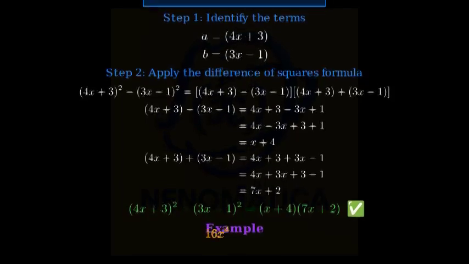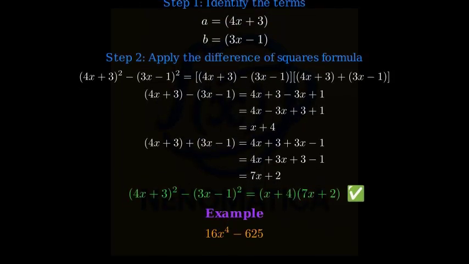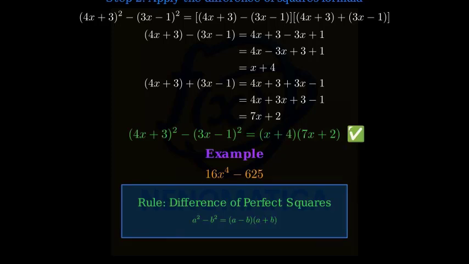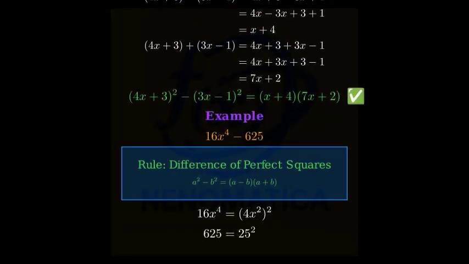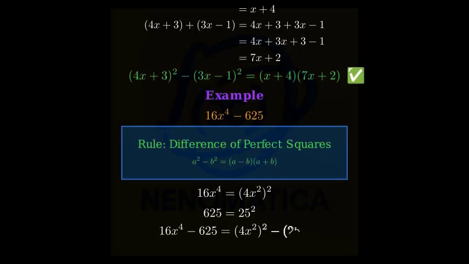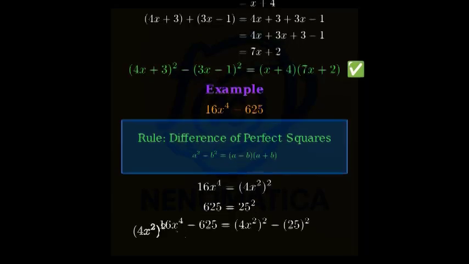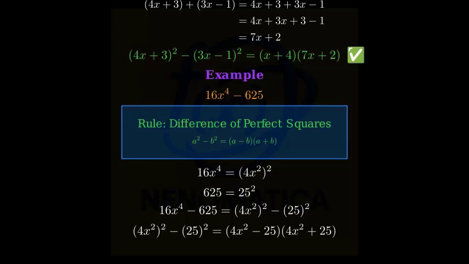We have 16x to the fourth power minus 625. This is another difference of squares pattern, but with perfect squares. To factor this expression, we first need to express it as a difference of perfect squares. We can recognize that 16x to the fourth is equal to (4x squared) squared, and 625 is equal to 25 squared. So our expression becomes (4x squared) squared minus 25 squared. Now, we can apply the difference of squares formula. This gives us (4x squared minus 25) times (4x squared plus 25).